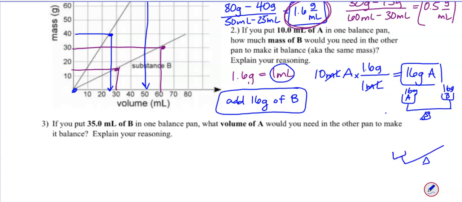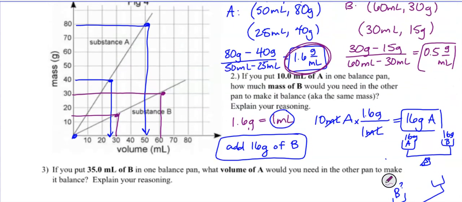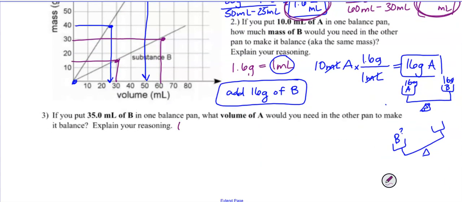What does 35 milliliters of B mean? I don't know that mass. So I have to match that mass in order for my balanced pan to equal out. So let's figure out what 35 milliliters of B is. So this is where it gets kind of tricky with the math. I know that the density of B is up here. And density means that if I have 0.5 grams of B, it will be equivalent to 1 milliliter. So for every 1 milliliter of B, it'll weigh 0.5 grams.